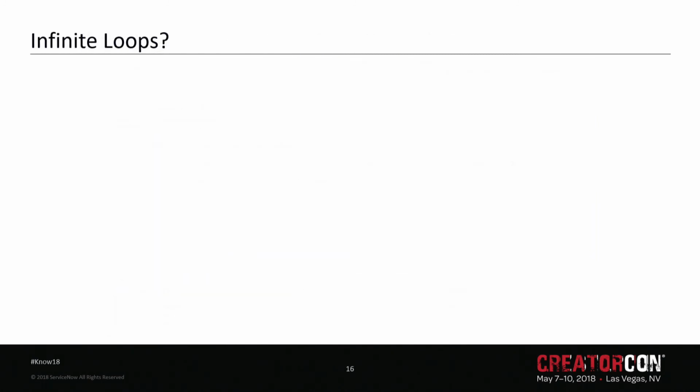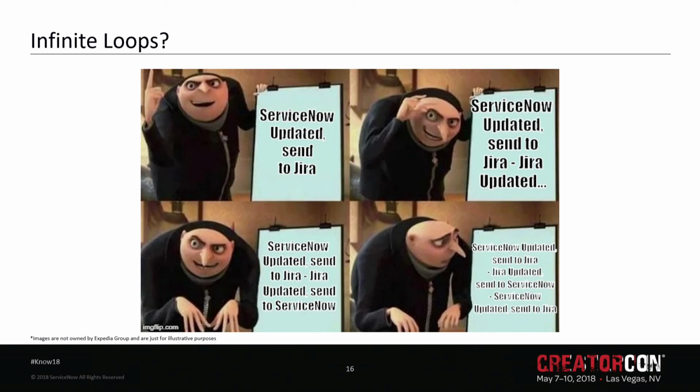With any of this kind of bilateral updating, there's always the potential for infinite loops. And I'm sure you're wondering, how do I account for that? Basically, to avoid this kind of situation where I send the update to JIRA, JIRA gets it, JIRA sends it to ServiceNow, and then it just spirals out of control.